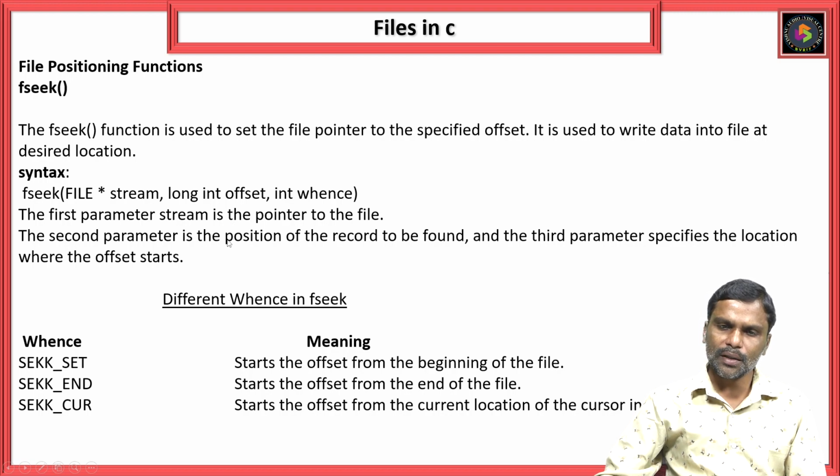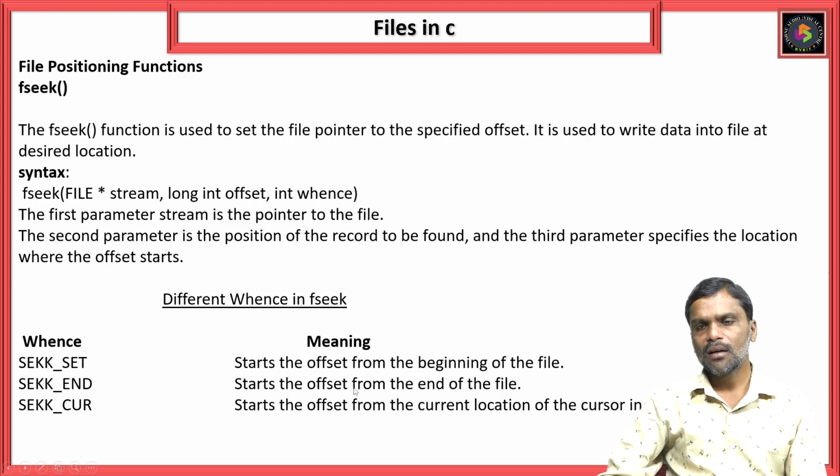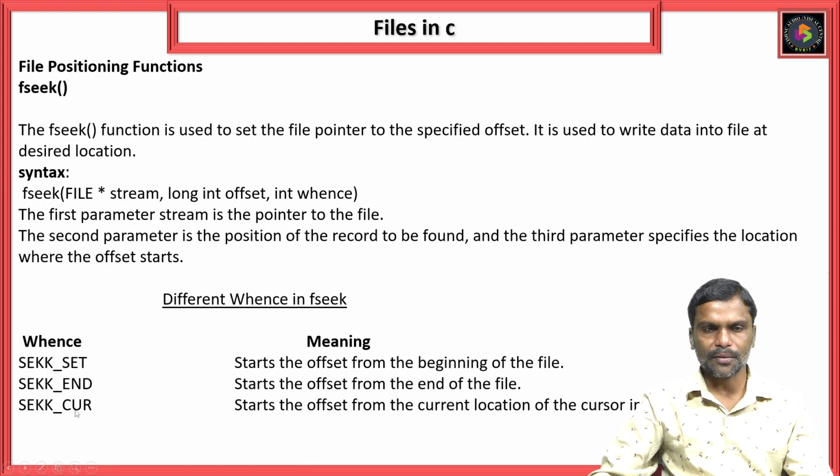Whence means whether we want to set, or end, or the current location. Set means if the offset should begin at the beginning, then we can write 0 here. If you want to seek the end, we take 1. If you want to print the current location of the specified data, then we take some value like that. In the next slide I will show that.